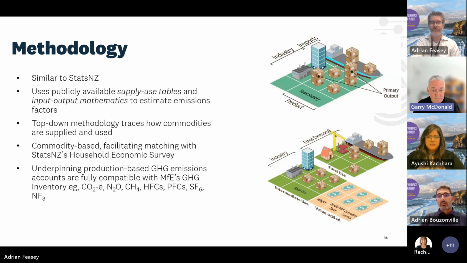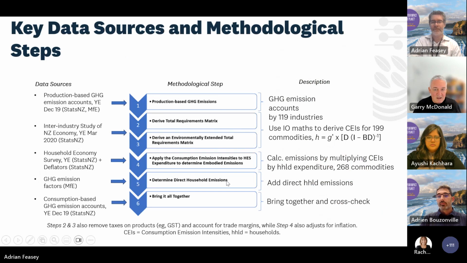Next slide, Adrian. This is my major slide, and it goes through the steps we went through to do the calculation. I'm just going to talk a little bit about it. We've got a number of data sources on the side there. All the data, as I said, is produced from Stats New Zealand, with the exception of some emission factors that we pick up for the direct uses by households. That comes directly from MFE.